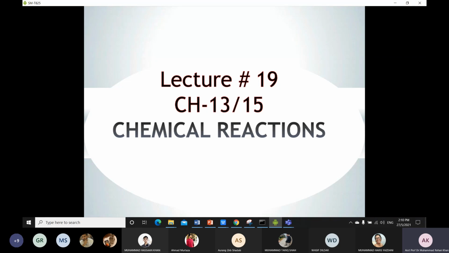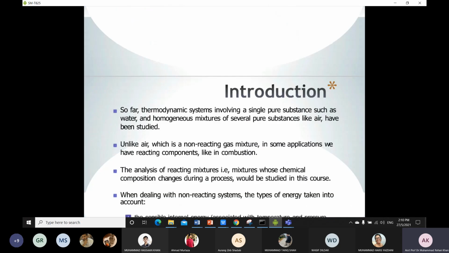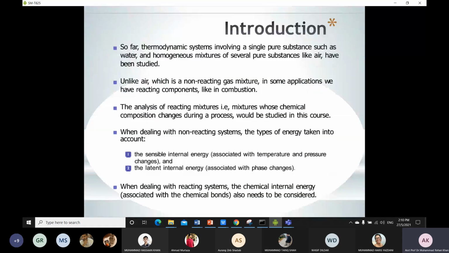Okay, so that's why we have to cover this topic, because this is related to the combustion process that takes place inside your steam power plants or inside your gas power plants. Okay, so starting from this one, which is chapter number 13.